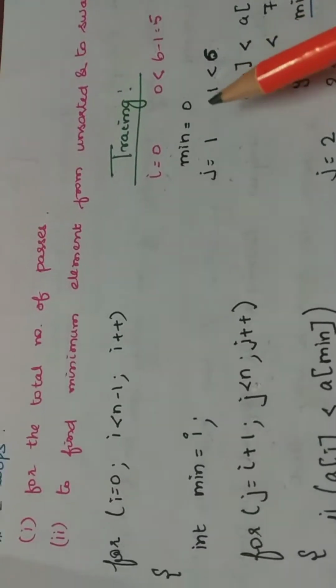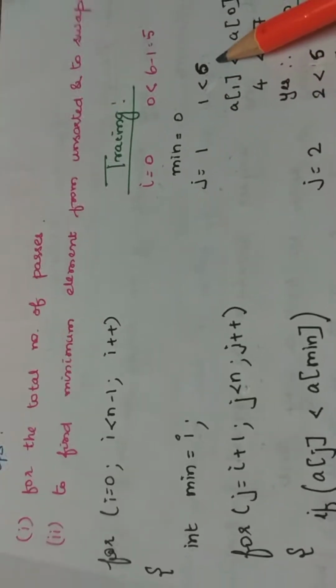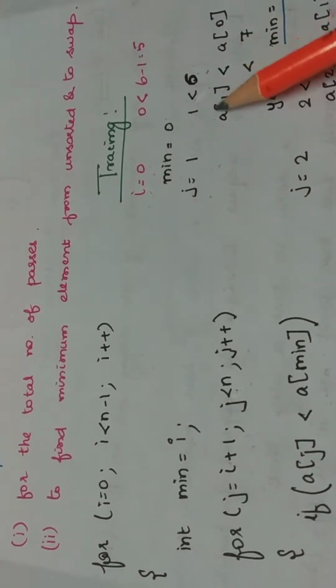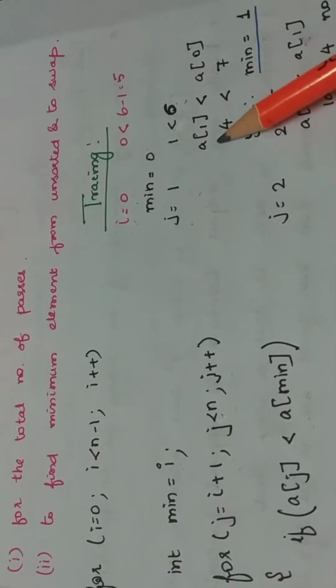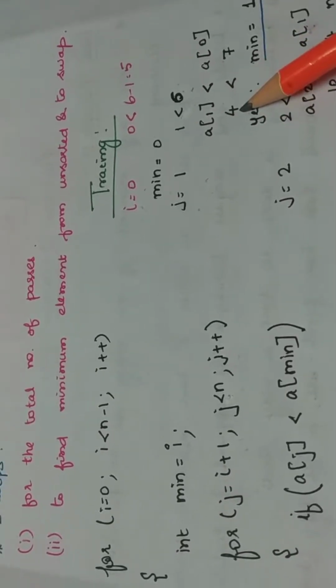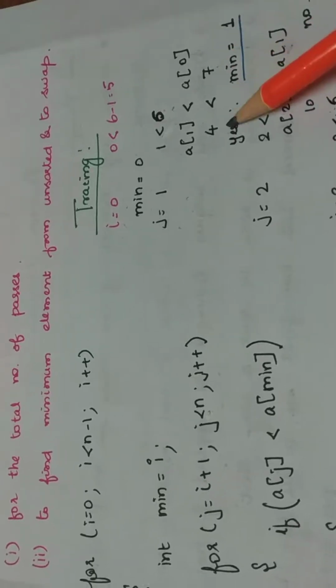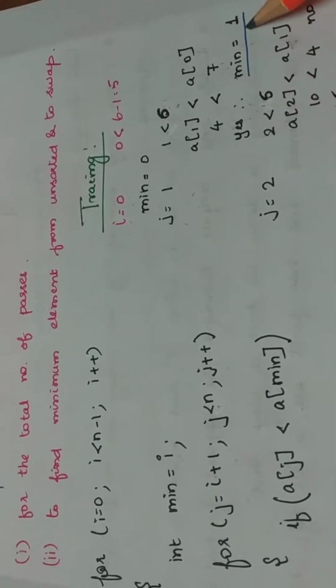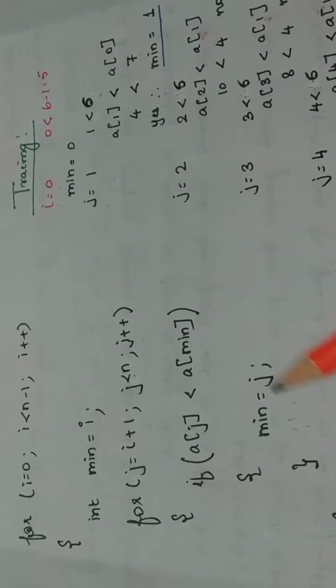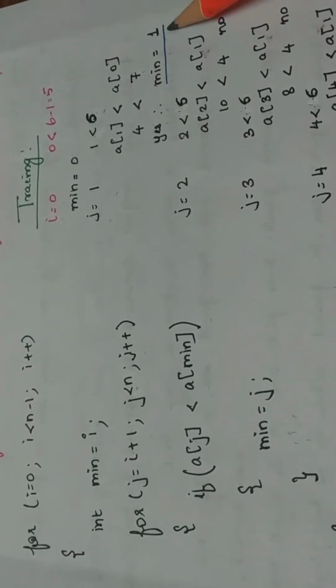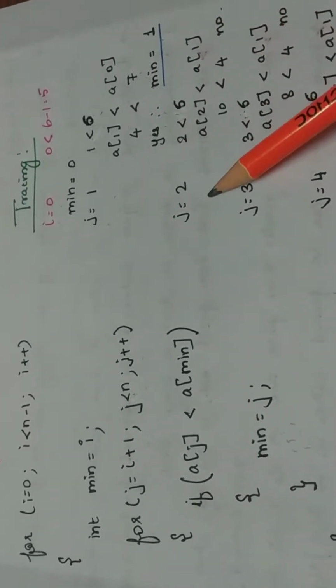We will check 1 less than 6. n is 6, right? So j less than n. Yes, it is true. What is a of 1? It is 4. And what is a of 0? It is 7. Is a of 1 less than the minimum element? Yes, it is less, so we fix the minimum element as 1 now. Now j gets incremented to 2.